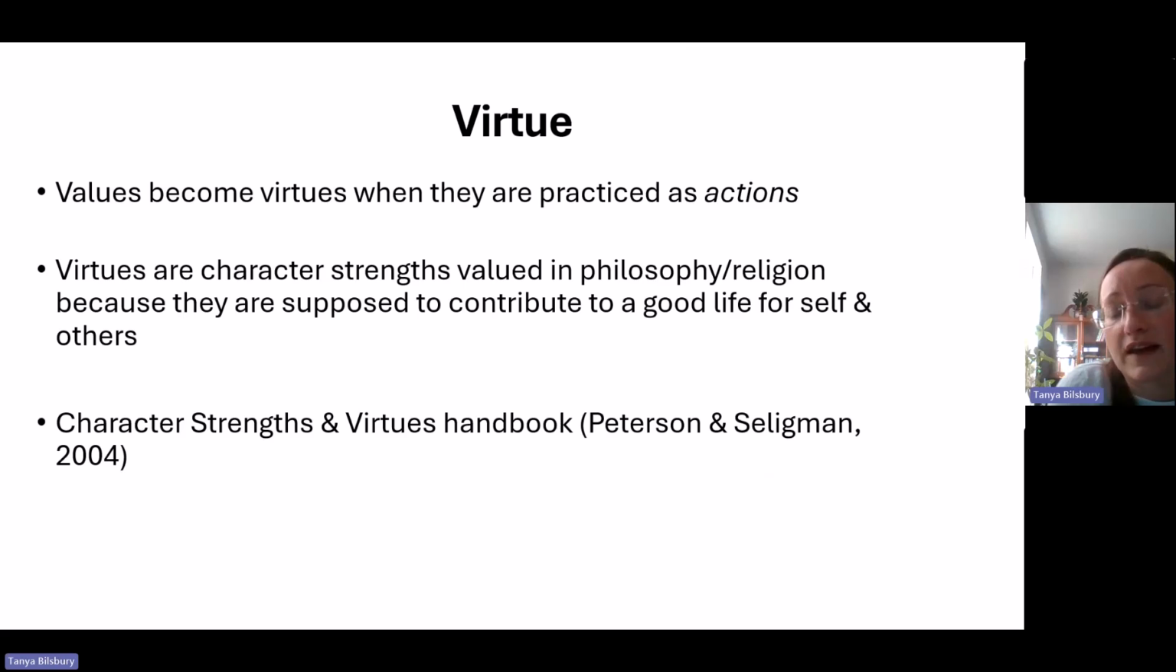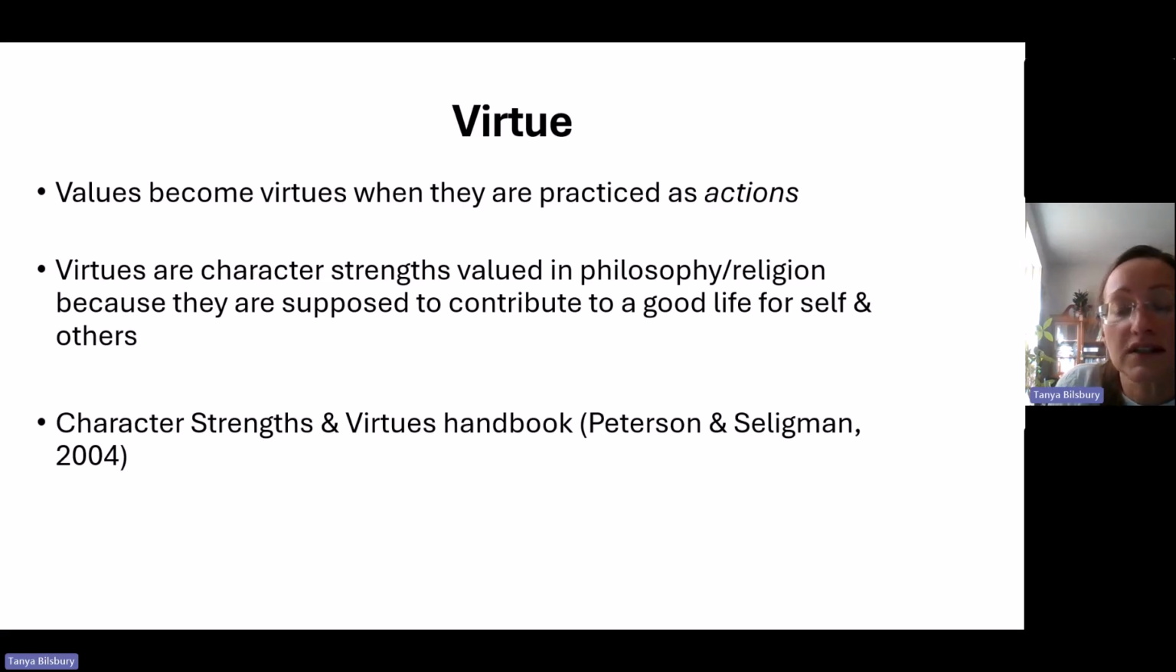If you have a value, you may or may not act on it. But imagine if you could act on it skillfully, habitually, and so well that it actually makes the world a bit of a better place, for you and for other people. That is when you get a virtue. And the virtues have been organized into the Character Strengths and Virtues Handbook. It's like the Handbook of Positive Psychology.